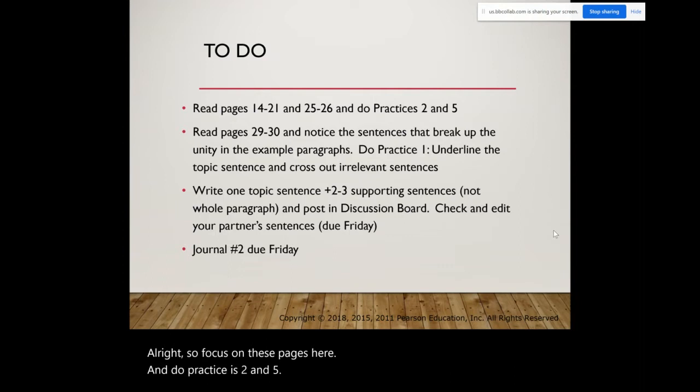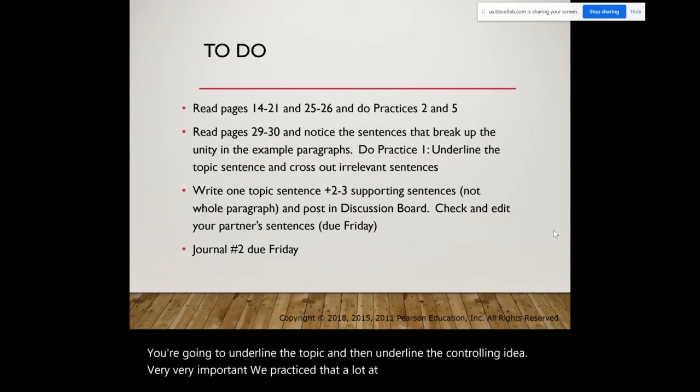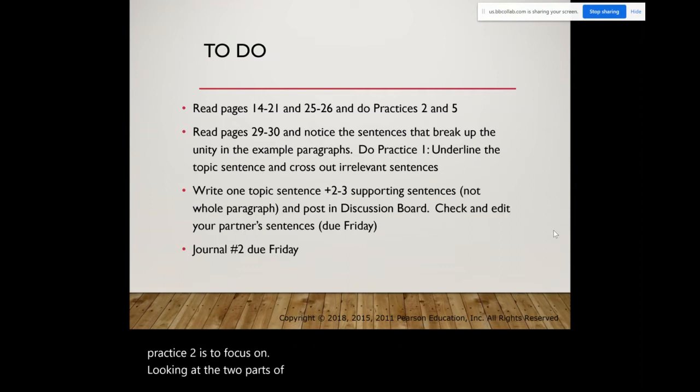So practice 2 is going to be about the topic sentence. You're going to underline the topic and then underline the controlling idea. Very, very important. We practiced that a lot at the beginning of this lesson. So practice 2 is to focus on looking at the two parts of a topic sentence. And then practice 5 is over on page 21. And you're just going to organize the supporting details into a logical order.